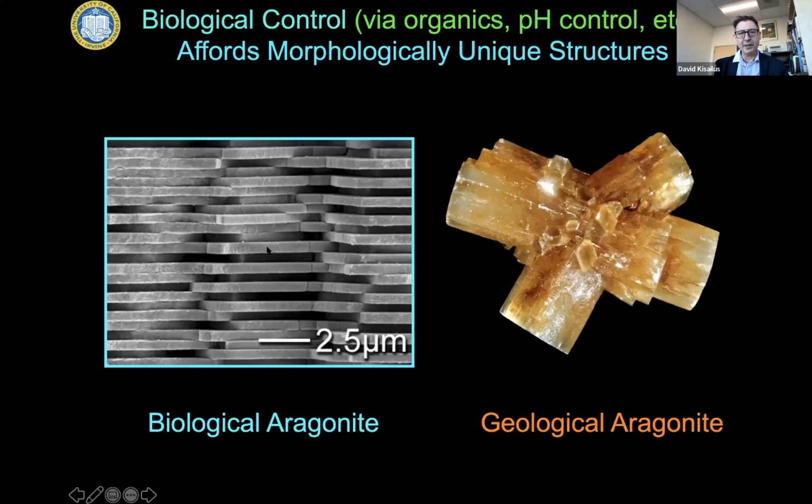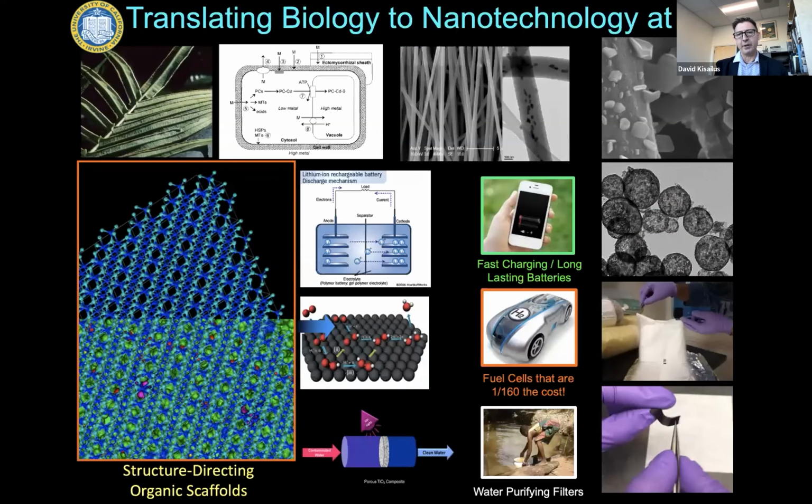So this is just a good example of what biology can do. That shell that I talked about earlier, it's made of a crystal called aragonite, which is calcium carbonate, chalk. But look at its architecture compared to what you'd find in geology, these needle-like structures. Biology can control the shape and size of these crystals very precisely. So could we use this strategy for making materials for fuel cells?